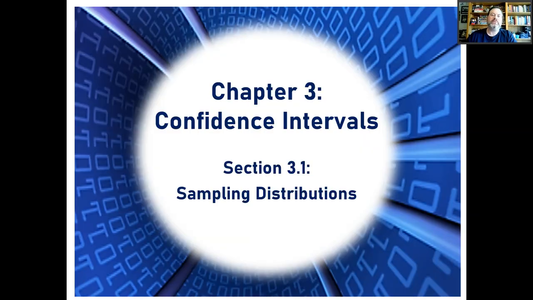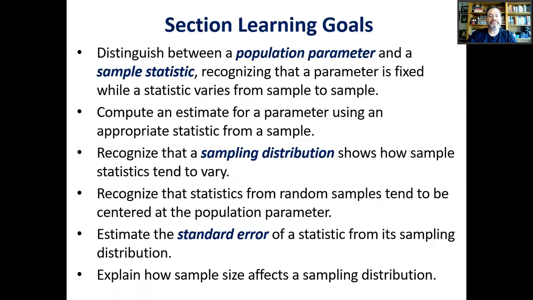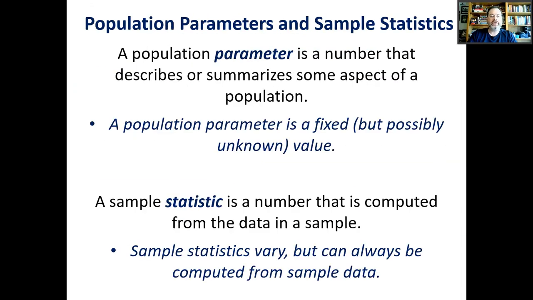All right, so now we're going to jump right in and talk about the first section here called sampling distributions. Again, sampling distributions have parts of this and parts of this. It's an introductory section that leads us into more complicated stuff. All right, I'll let you read all that stuff. Here we go. Population parameters and sample statistics.